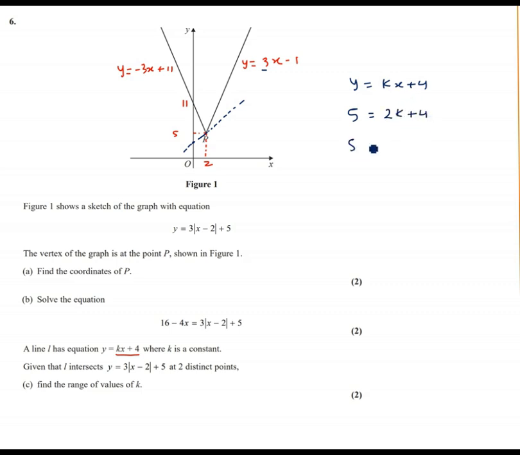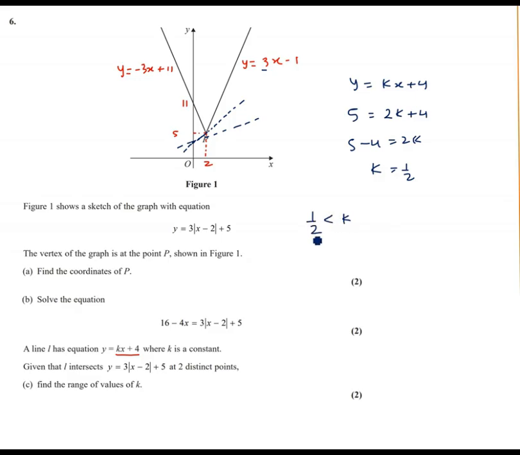So this comes out as 5 minus 4 equals 2k. K is 1 over 2, a half. So k is the gradient. Now if the gradient is less than half, then it will not intersect this line at all. So the value of k must be greater than half.